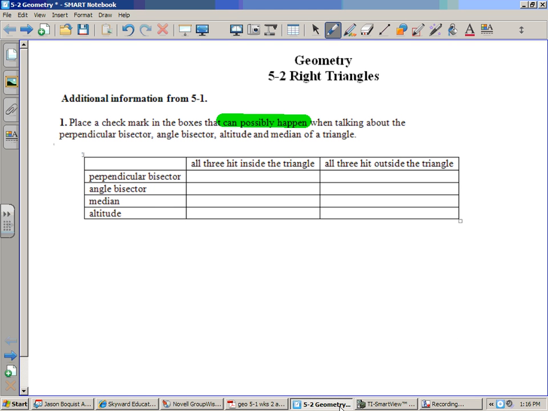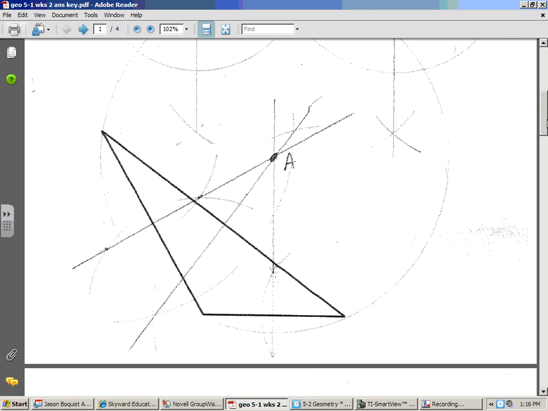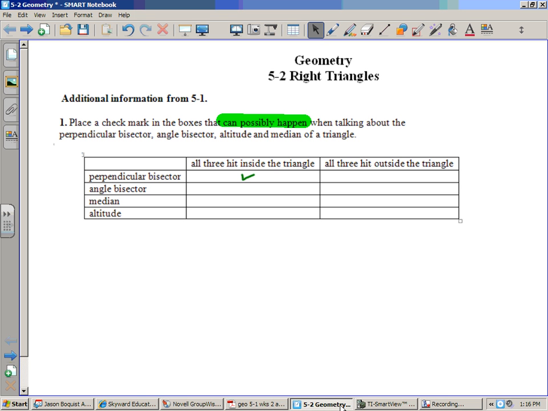That could happen. Was it possible that all three hit outside the triangle for that perpendicular bisector? It was. You almost saw it just now, didn't you? Right there. If I would have just scrolled down. Oh, look at that. There it is. They are hitting each other outside the triangle. That is definitely possible. And I made you hand in your worksheet to see if you could remember. Yeah.